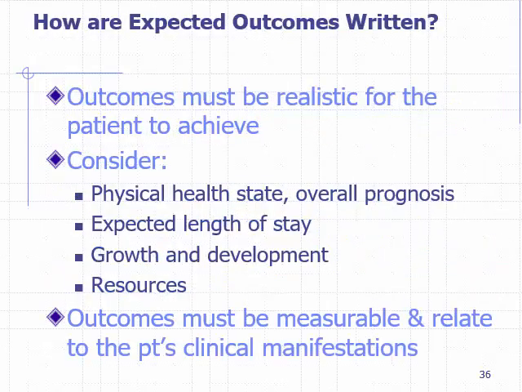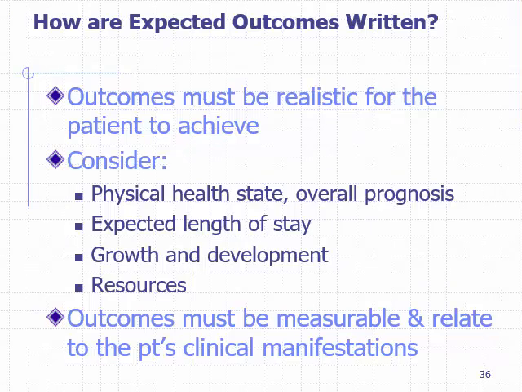Outcomes need to be realistic for patients to achieve, and this is the most important component. When developing the outcomes, you need to consider the patient's physical health state and overall progress. If the patient has just had a hip surgery, they may not be able to walk 200 feet by the time they leave. You need to know what their expected length of stay is. That's going to determine what your outcome is going to be, or if you're going to have to continue this plan of care on elsewhere.